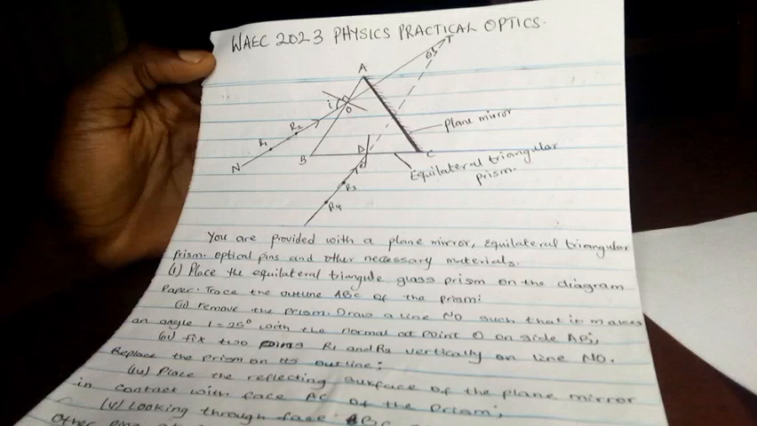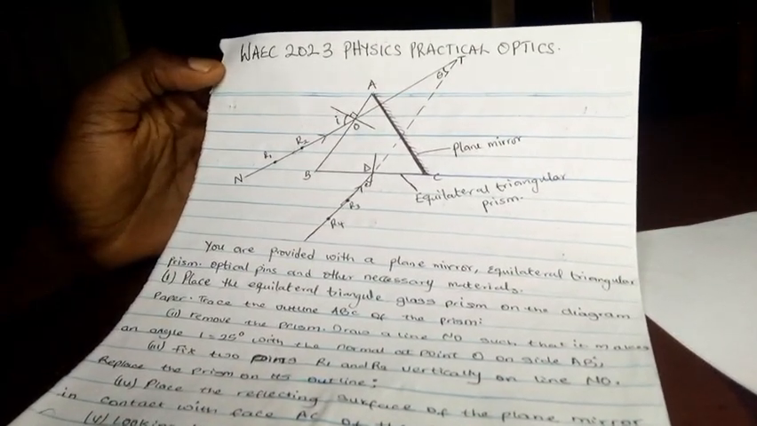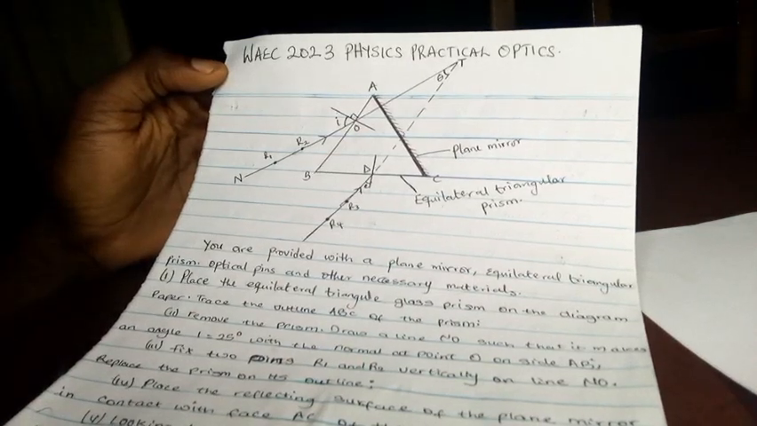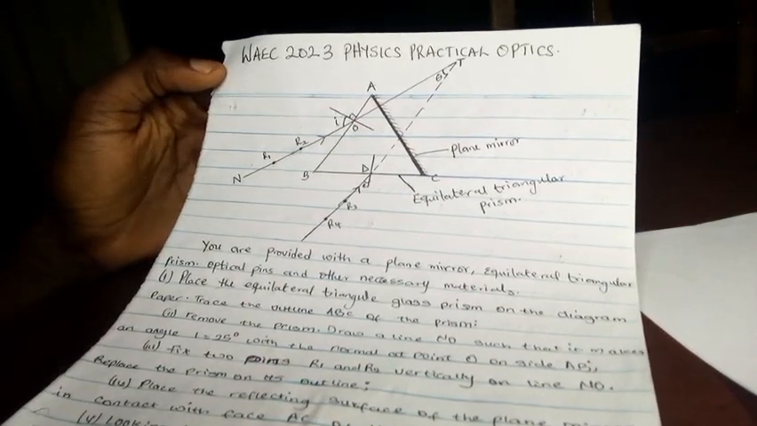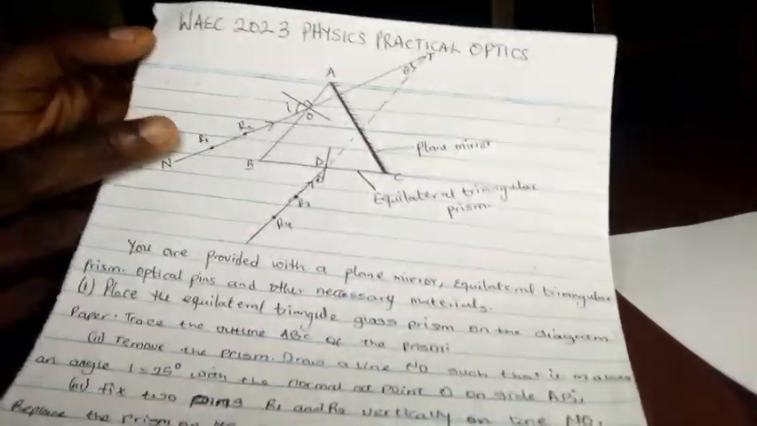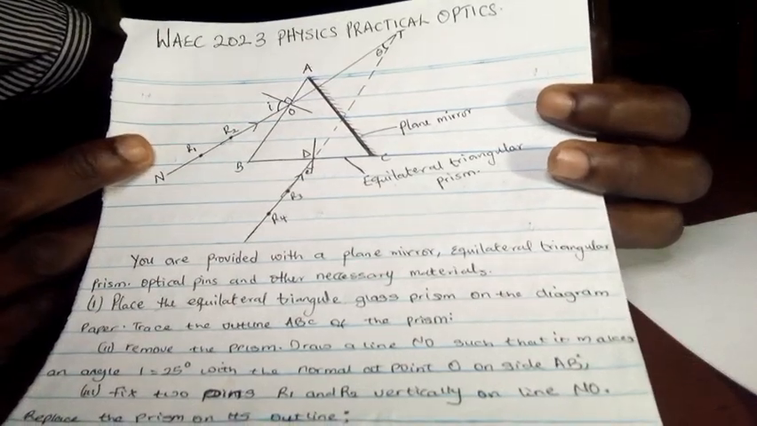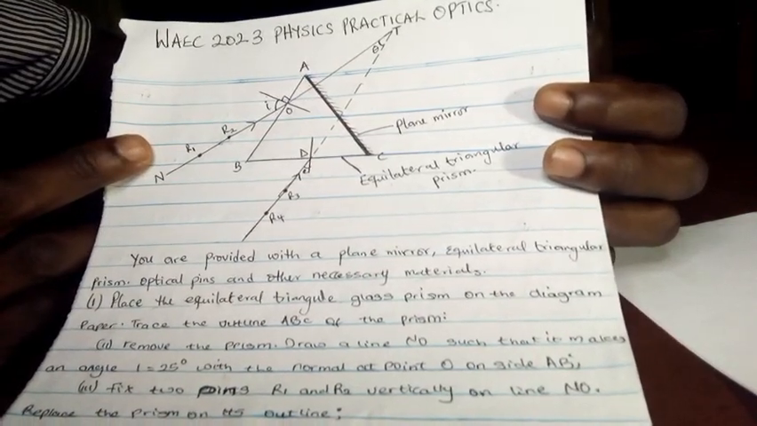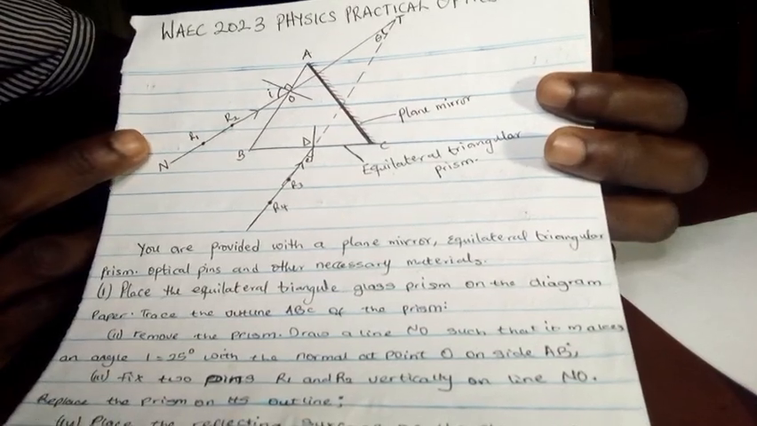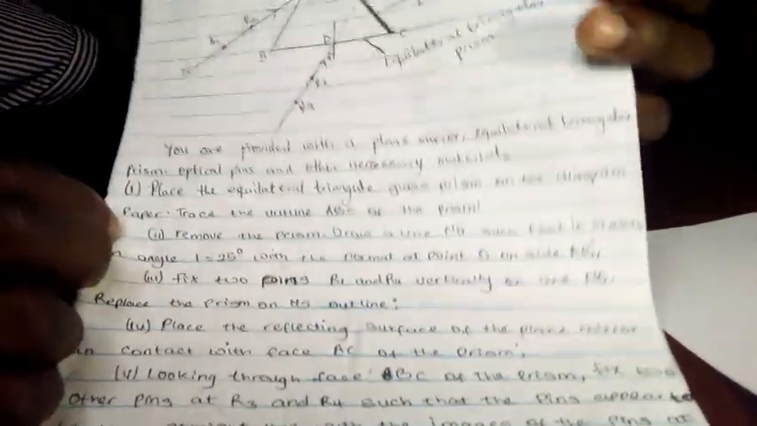Okay, we want to look at the WAEC 2023 Physics Practical Optics, and we're going to use all the apparatus in this video in a very educative manner. So now let's take a look at this diagram on the screen, this paper. As you can see how it seems to be. That is how we're going to plot or do the practical. But let's follow the procedure given to us. Now let's follow by reading.